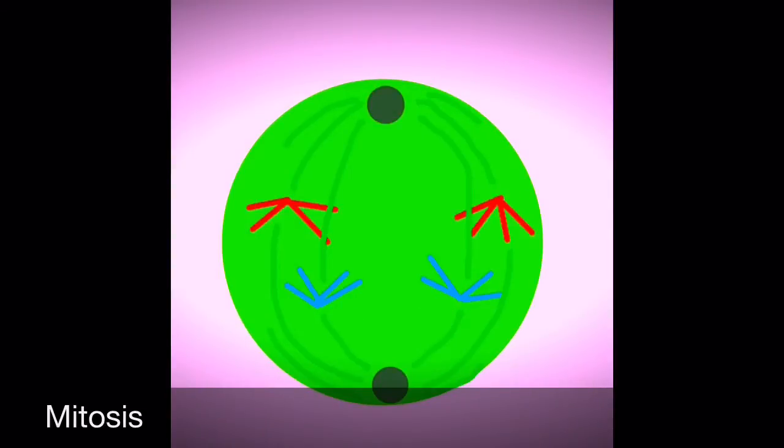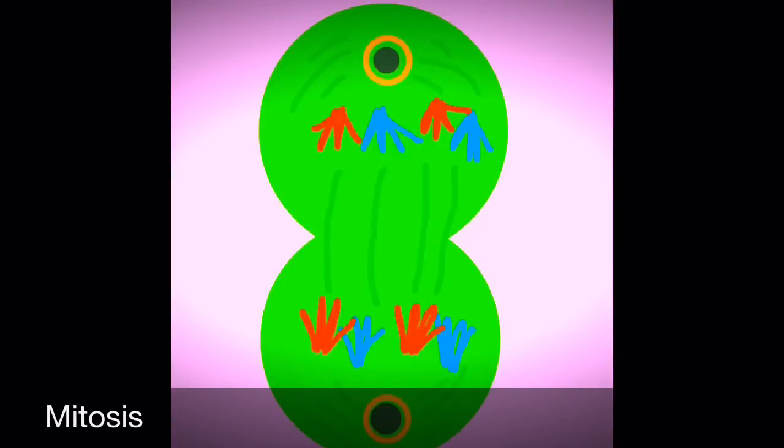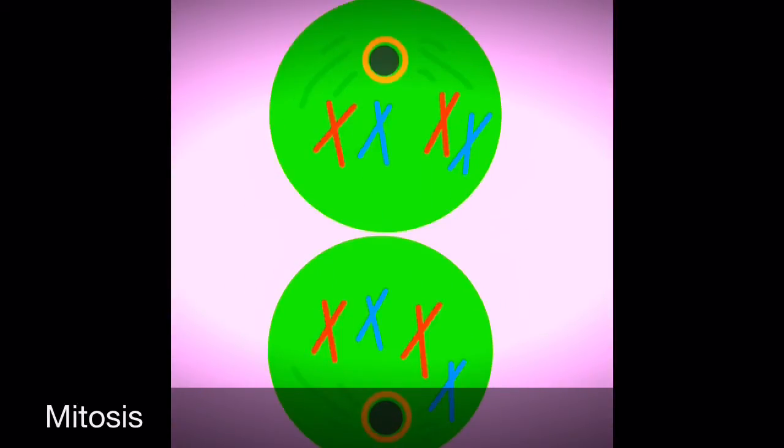In early anaphase, the centromeres split. Half the chromosomes move to one pole, half to the other pole. In late anaphase, the chromosomes have almost reached their respective poles.